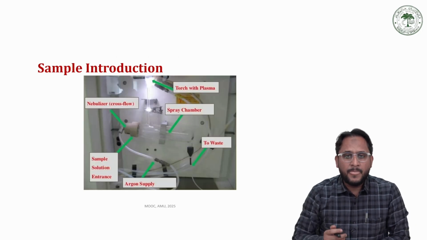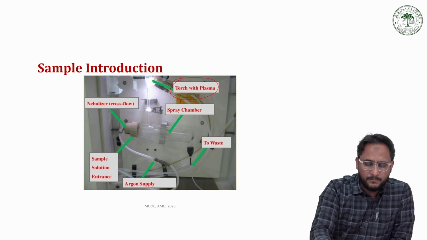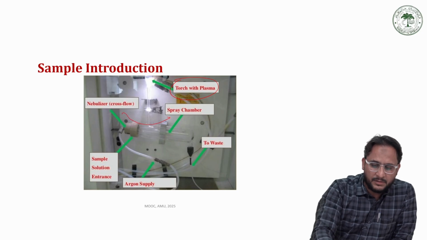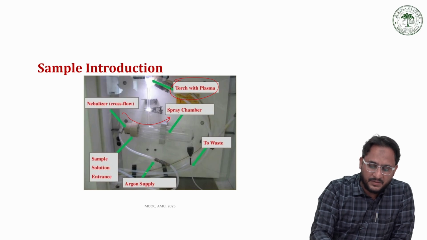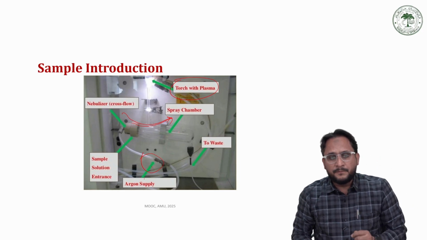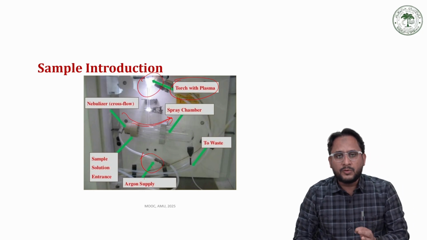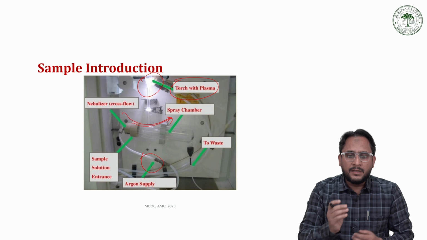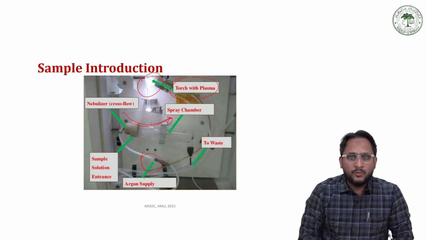So this is the assembly. Here you can see we have a plasma torch. This is a spray chamber, which is connected to the nebulizer. The nebulizer sucks in the sample and mixes it with argon gas. This is the argon gas supply. Then it sprays the aerosol in this chamber, and from this chamber the aerosol enters into the plasma. Finally, the sample aerosol molecules are desolvated, vaporized, converted into their individual atoms, and finally excited to create an emission spectrum.